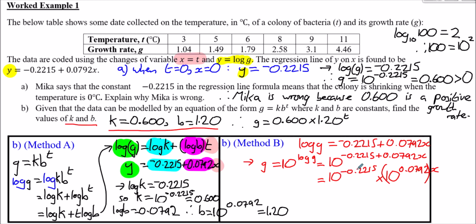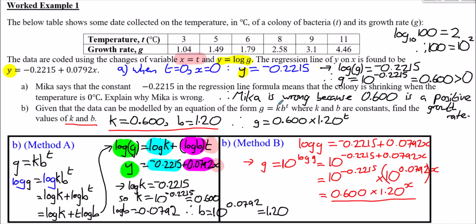So 10 to the power minus 0.2215. We could work that out again fresh, or we can just use what we had here. Trust me, that's 0.600. And 10 to the power 0.0792 gives 1.20x. So using this approach, we can then compare what we've got here for g against what g needs to be.